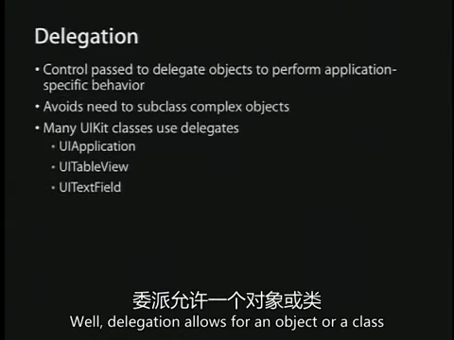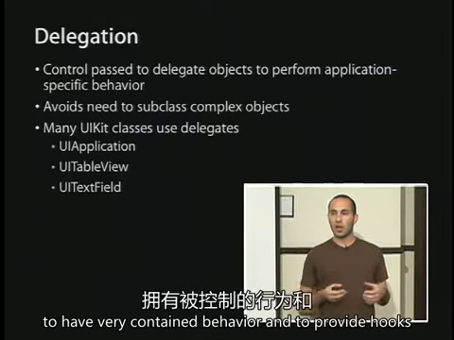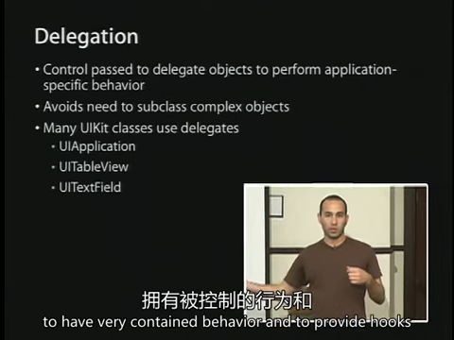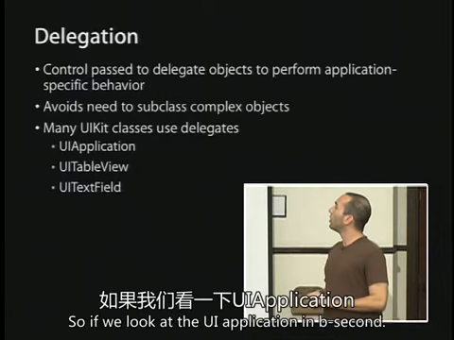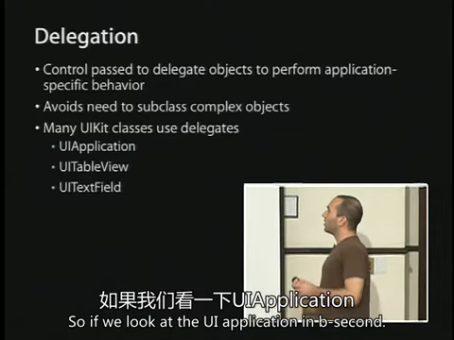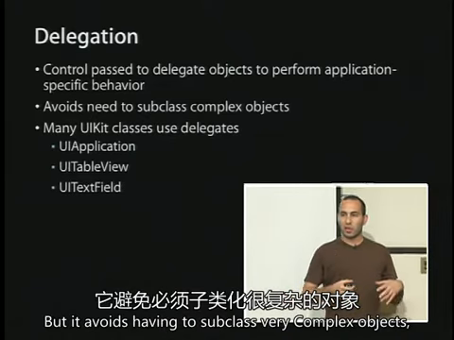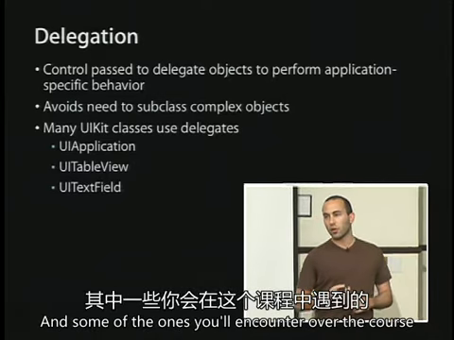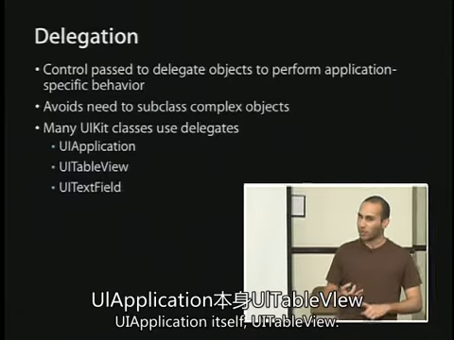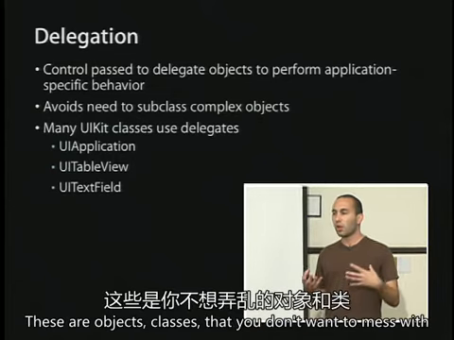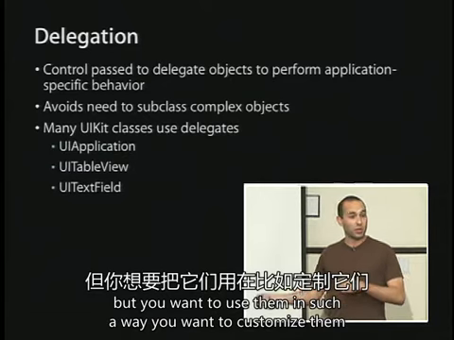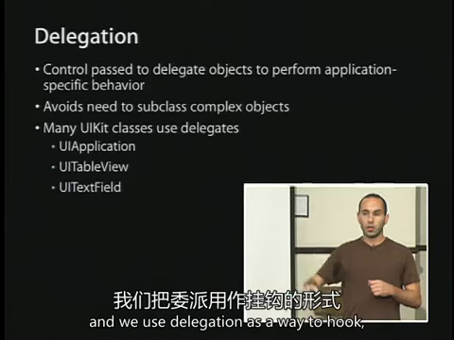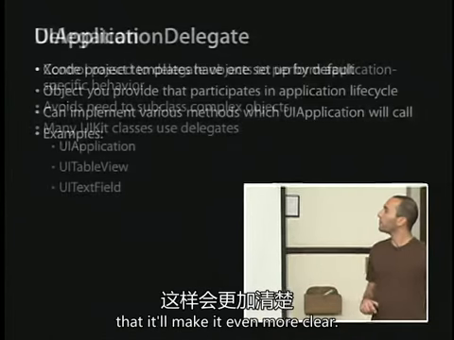Delegation allows an object or a class to have very contained behavior and to provide hooks to someone else for customization. We'll look at the UI application in a second, but it avoids having to subclass very complex objects. Some of the ones you'll encounter over the course of this class are UI text field, UI application itself, UI table view. These are classes that you don't want to mess with, but you want to use them in such a way that you can customize them. And we use delegation as a way to hook. I'll show you a little demo in a little bit that'll make it a little more clear.